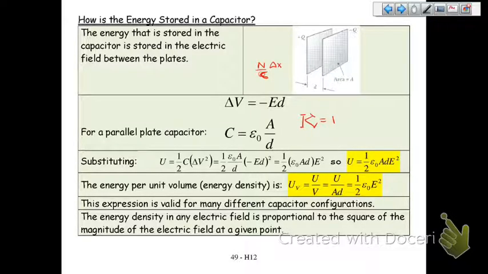And we say, well, let's play the game. So U is equal to half C delta V squared. Let's substitute in for C, epsilon naught A over little d. And my delta V is equal to minus Ed, but I've got to square it. So that's a half epsilon naught A d E squared. So U is equal to a half epsilon naught A d times E squared. I've got to be careful to not think that that's dE, but that is d, a little separation, times E squared.